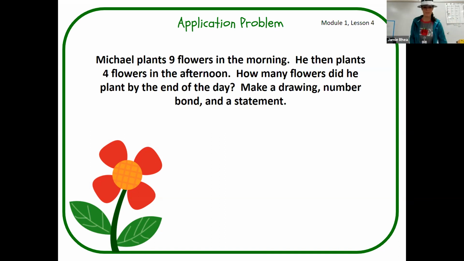Okay, now I'm going to zoom in so you can see my board. Probably won't see me very well. There we go. All right, let's look for clues. You ready? Michael plants 9 flowers in the morning. Is there a clue there? Yeah, Michael plants 9 flowers.